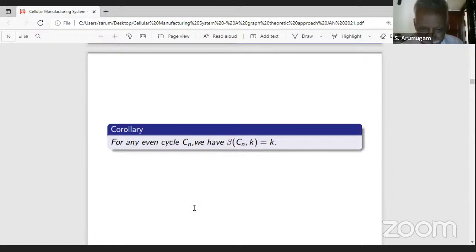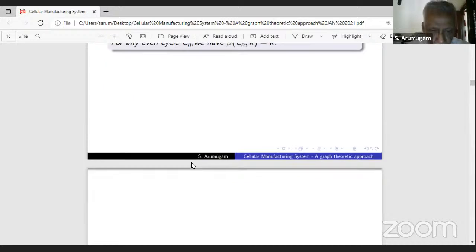In fact, for any unicyclic graph, this result is true. Because remove one edge on the cycle, the graph becomes a tree, for which the number is k minus 1. I have to remove one more edge on the cycle. So for any unicyclic graph, the result is true. I will put even cycle here because I am completely restricted to bipartite graphs. The cellular manufacturing problem is only for bipartite graphs. That's why I will put even cycle here. But the result is true even for odd cycles.